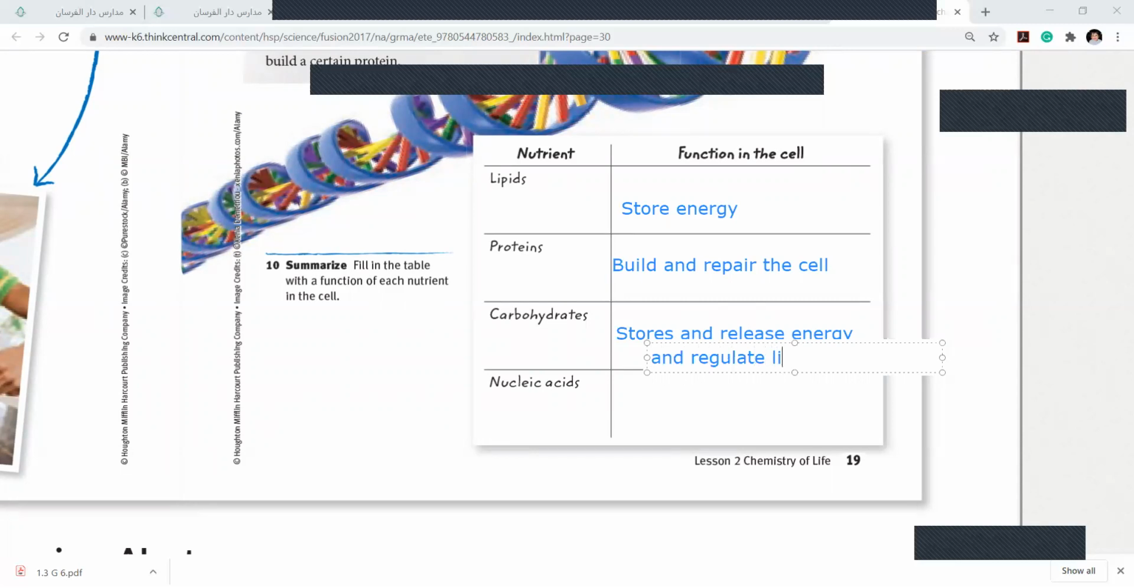Regulate life processes and nucleic acid carries information. Carry information. I can just make a car here. I don't know if I can draw it or not. You remember I used to make it in the class? Transport.